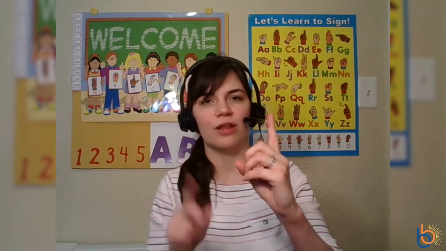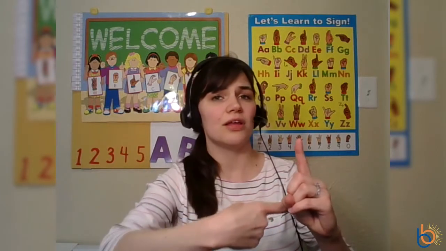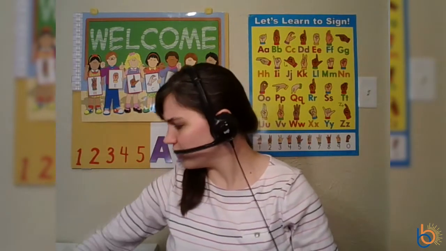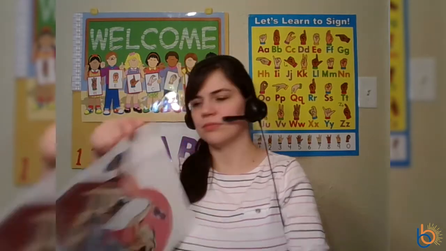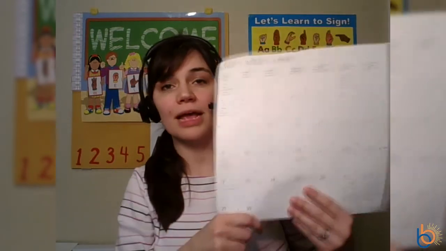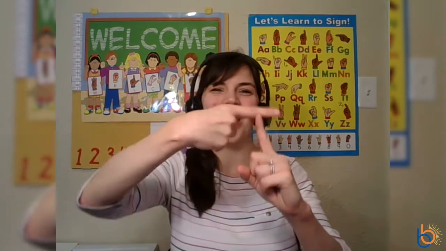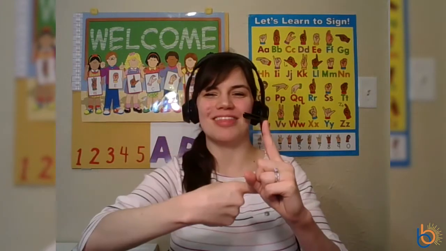To sign month, you're going to hold one finger with it pointing to the side. You'll take your other finger, this time it's facing back at you, and you'll move your finger down. If you're looking at a calendar, the month goes down the calendar. All of these weeks together make a month. So we'll say month, month.